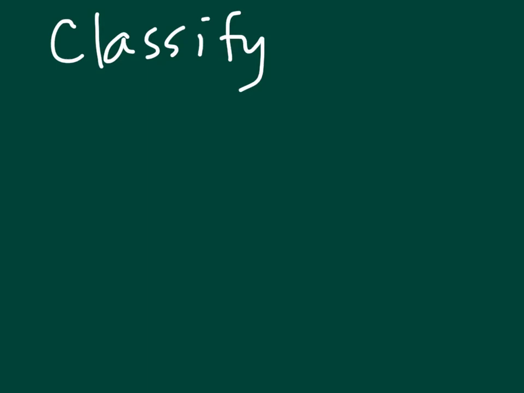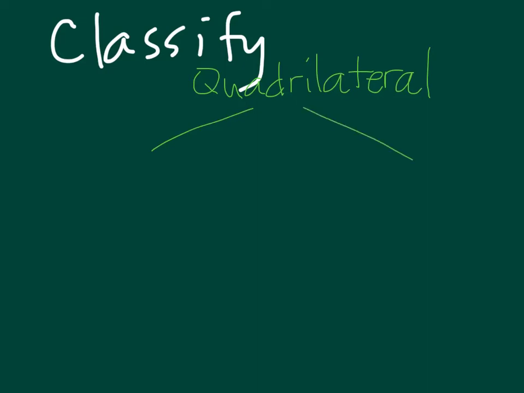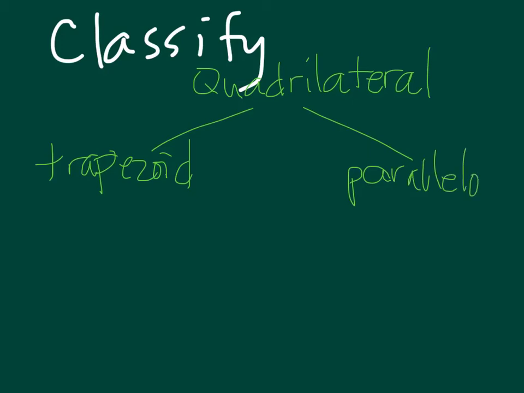If I'm going to classify my quadrilaterals, I'm going to start off at the top, and I'm first going to ask, does the shape have four sides? And that's what makes it a quadrilateral. If it has four sides, the next thing that I'm going to look for is I'm going to divide those quadrilaterals into two more specific categories. One of them is a trapezoid, and the other one is a parallelogram.